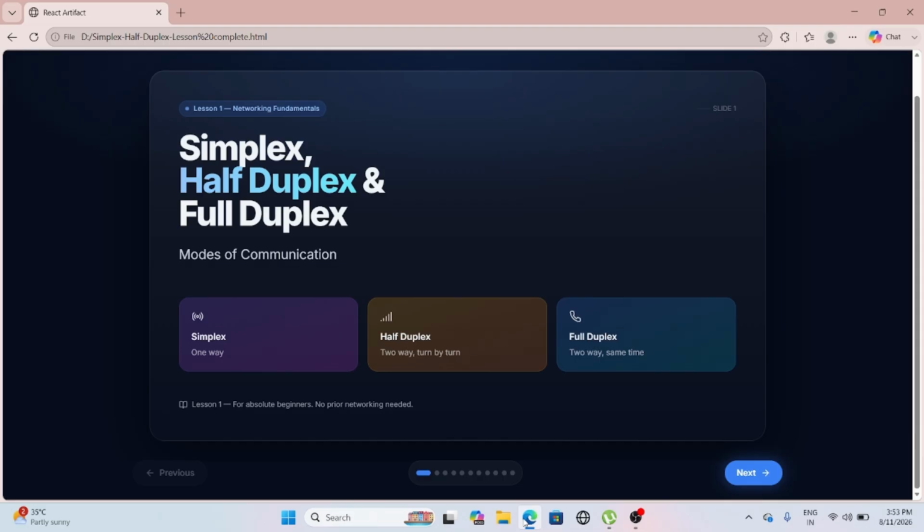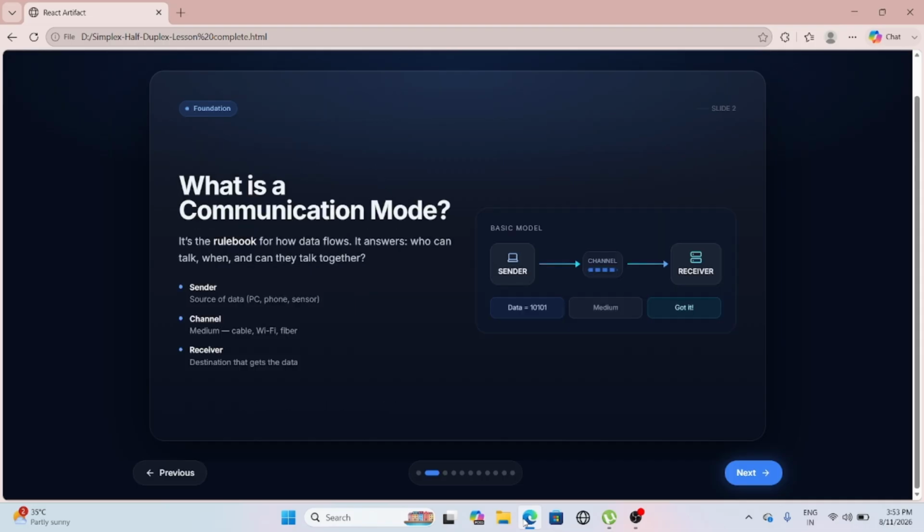Before we look at each one, let's understand what we mean by a communication mode. The communication mode describes how data flows between communicating devices. In simple terms, it answers three questions: who can send, when can they send, and can both sides send at the same time. So, this is like a rule book, followed by the sender, channel, and receiver.